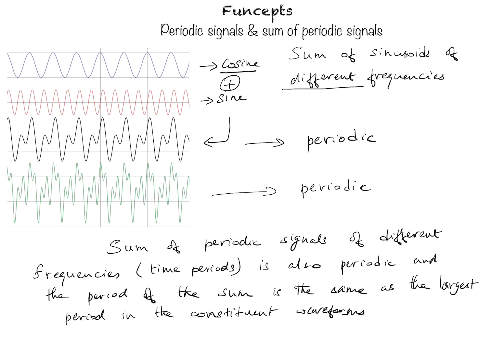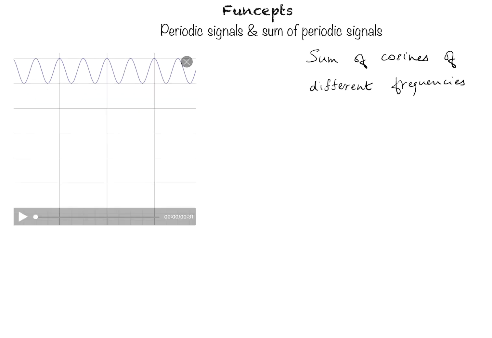So that means the largest period of all these waveforms is the top one, which is the violet waveform, which has the largest period and hence the smallest frequency. And when we add up these waveforms, the sum has the period which is the same as the largest period in the constituents. Okay, so now let's look at another example where we have just the cosines of different frequencies.